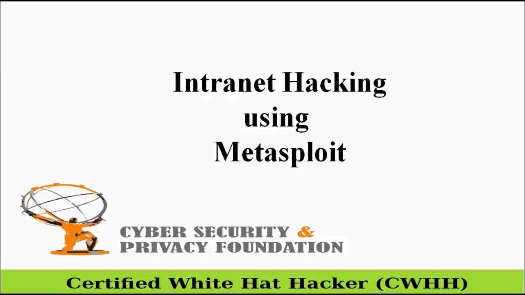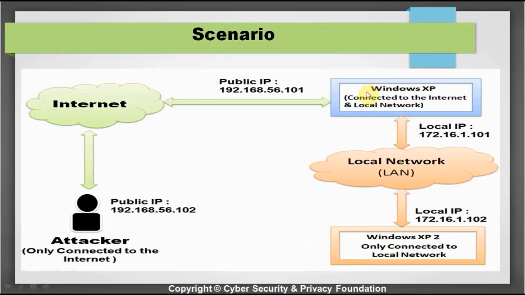In this section, we'll be seeing how to do intranet hacking using Metasploit. So this is the scenario that we're going to be working with. The attacker is on the internet over here. He has a public IP address, and there is a Windows XP computer which is also connected to the internet, but there is a Windows XP 2 computer over here which is only connected to the local intranet, and the Windows XP over here is connected through LAN to this computer. So the attacker cannot directly access this computer, but his end objective is to get some information from this computer.